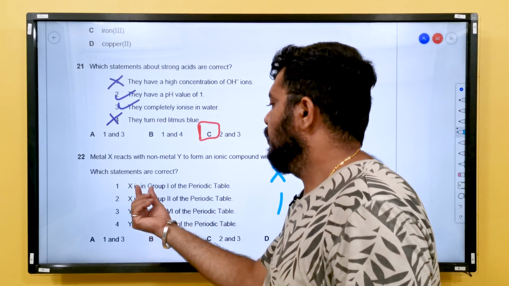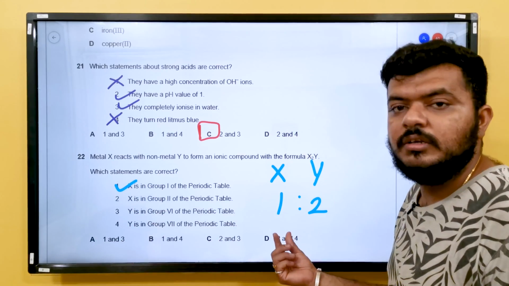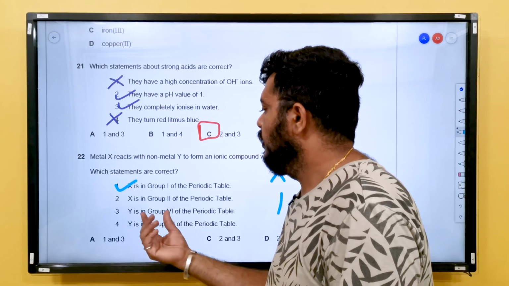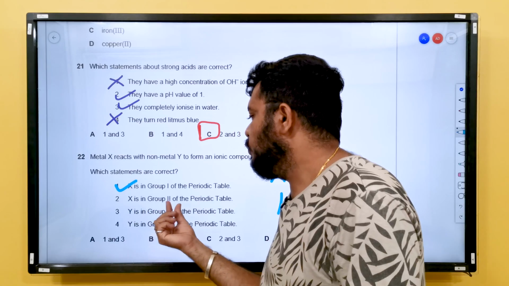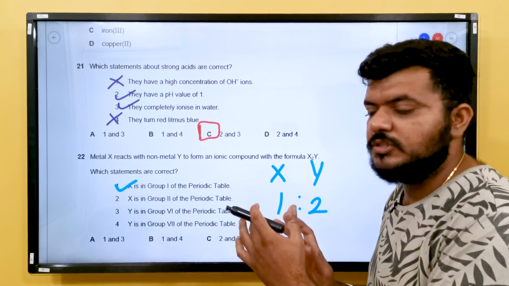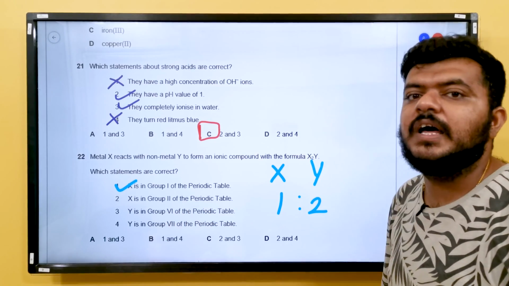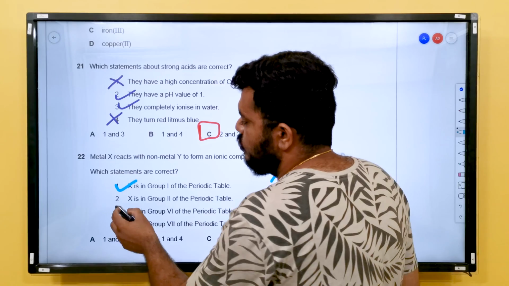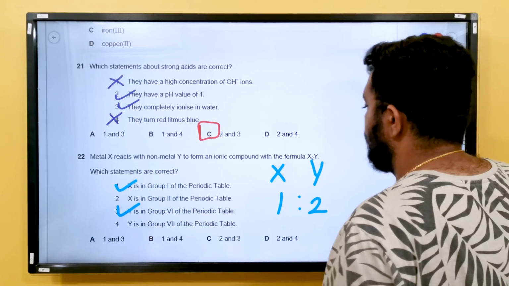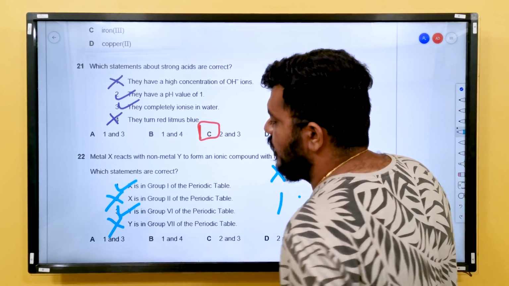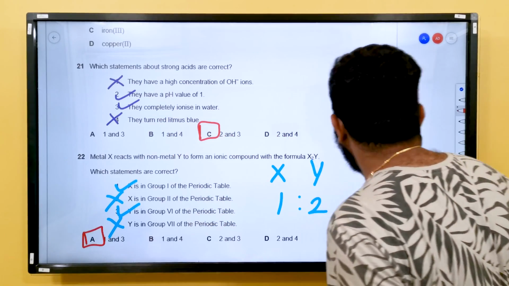Let's see. X is in group 1 of the periodic table. This seems to be true because it's either 1 or a multiple of 1. X is in group 2 of the periodic table. Seems less probable. Y is in group 6. Yes, group 1 and group 6 would make a perfect match for this ratio of valencies. Group 6 elements have a valency of 2 minus. So these two are correct, right? Y is in group 7 of the periodic table. These two are incorrect. So your correct answer is 1 and 3. Let's see, we have A as 1 and 3.